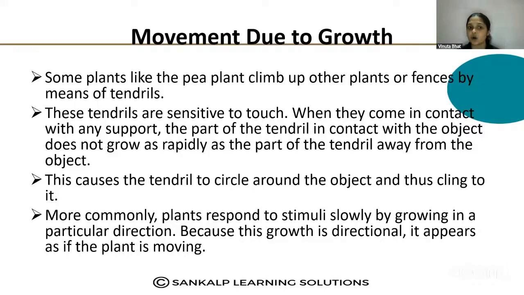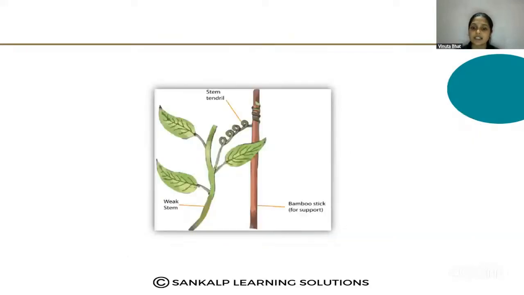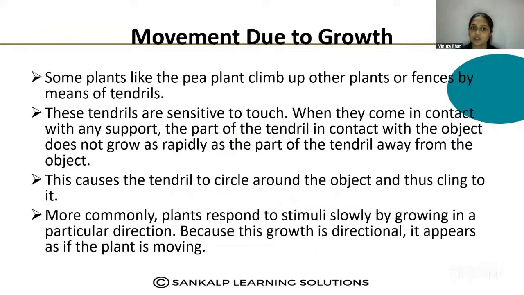When the tendrils come in contact with the support, the part touching the object does not grow as rapidly as the part of the tendril away from the object. Because these are touch sensitive, this causes the tendril to encircle the object and thus cling to it, which is called thigmotropism. For the touch, it is responding.